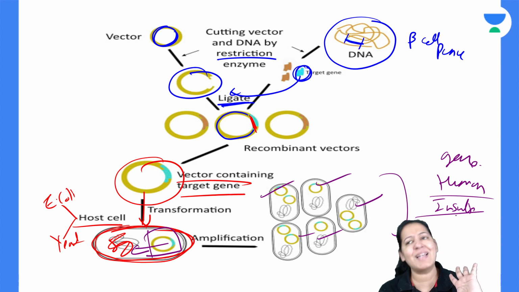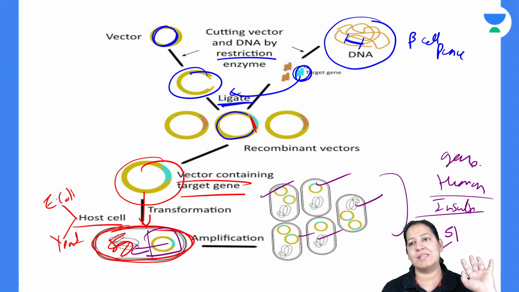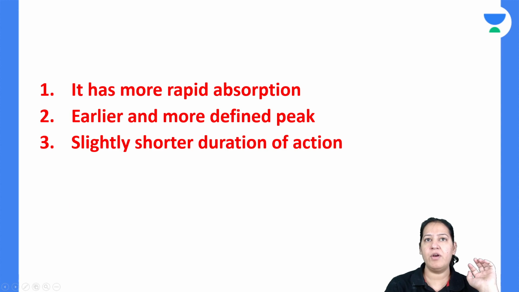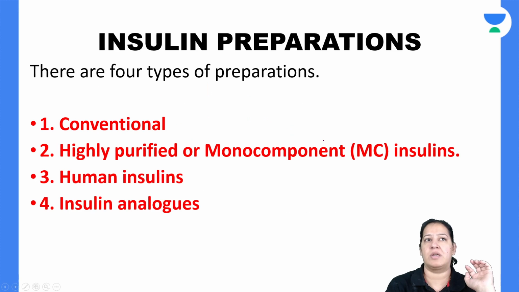So it is exactly the same as human insulin, not antigenic, having exactly 51 amino acids, 21 plus 30. That is total 51. Have you got it? So it is having more rapid absorption, easier and more defined peak, and having shorter duration of action. That is the second insulin. That is the human insulin.